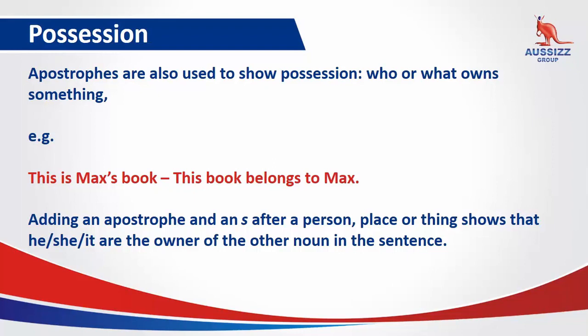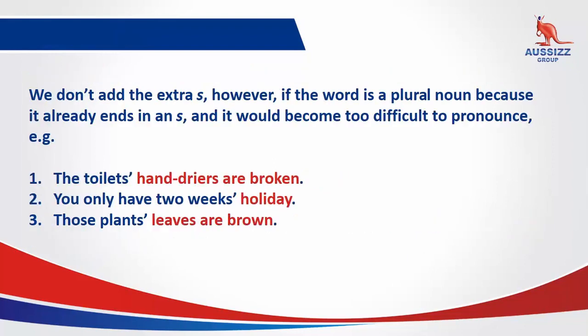However, we don't use the extra S if it already has a plural because it already ends in S, because it would be too difficult for us to pronounce, or when a word already ends in S effectively. So one example would be, the toilets' hand dryers are broken. Toilets is already plural, but in order to show that it's a plural possessive, that these hand dryers belong to multiple toilets, we just add an apostrophe. Within spoken English, you just sort of understand that. From written English, this is how you describe it.